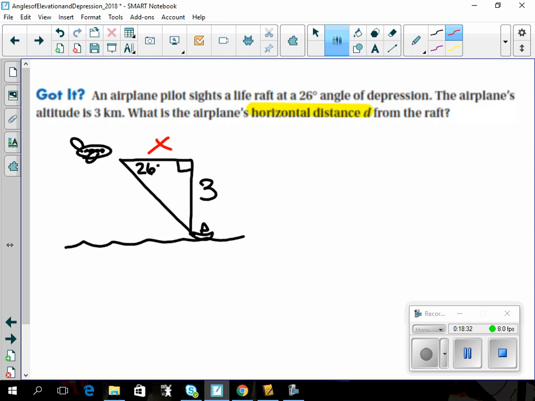What if the question was different and it said, what is the distance in the line of sight from the airplane to the raft? That would be the hypotenuse. How far does the airplane have to fly to land on top of the life raft? That wouldn't make sense, but the airplanes fly at that hypotenuse too, right? Line of sight, between things, sometimes those refer to the hypotenuse. But horizontal distance, definitely what you see here, okay? So we have our picture. Again, Daisy, the hardest part, right?